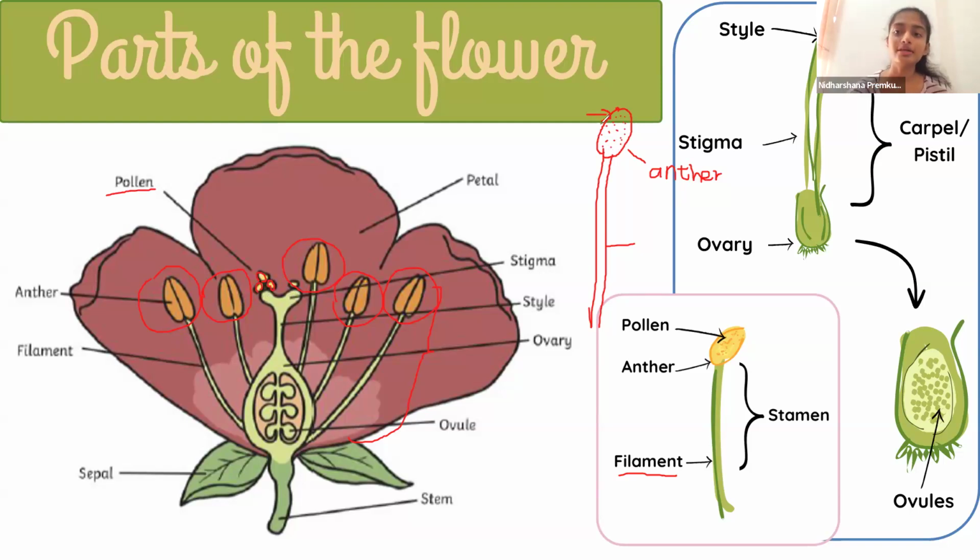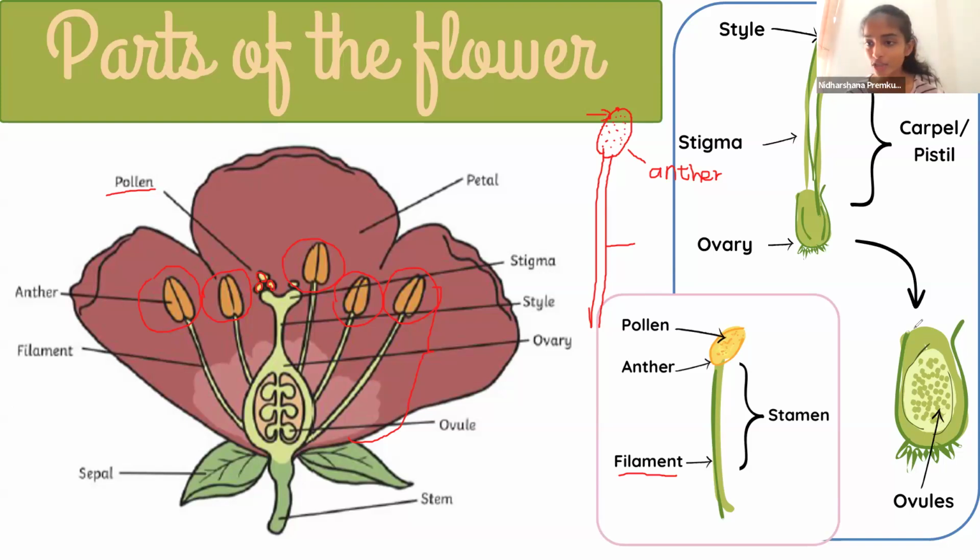Now, let's go through the female and male parts of the flower once again. The female part is called the carpel or the pistil. It comprises three main structures: the stigma, the style, and the ovary. Inside the ovary, we have the ovules. Then, the stamen, the male part, comprises three main structures: the filament, the long tube-like structure, the anther on top of it, and the pollen, which is produced from this anther.